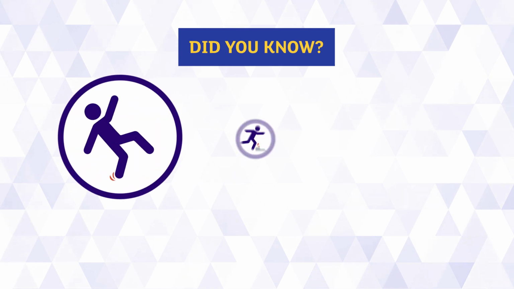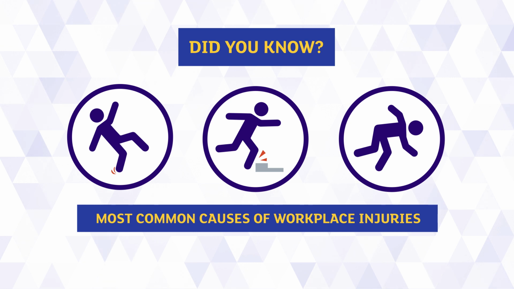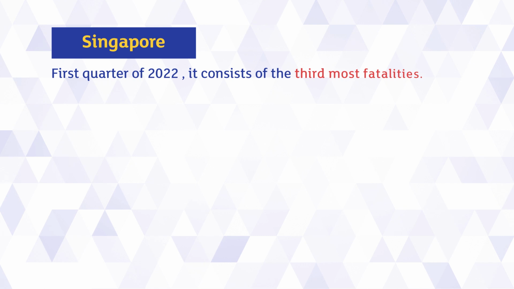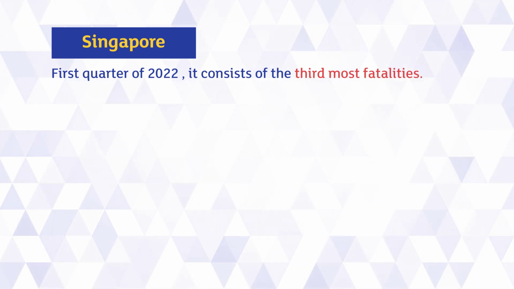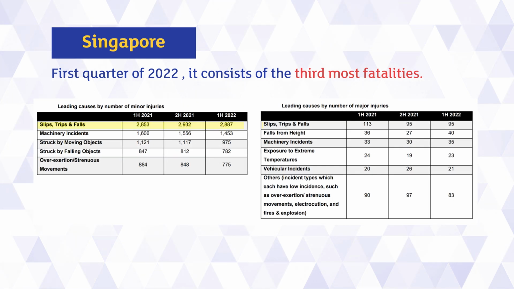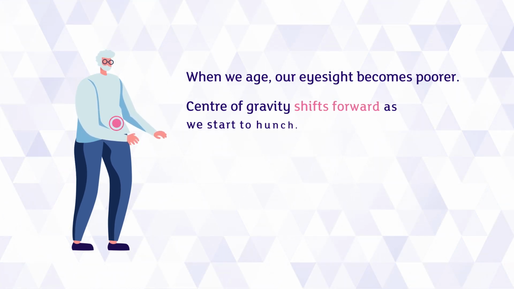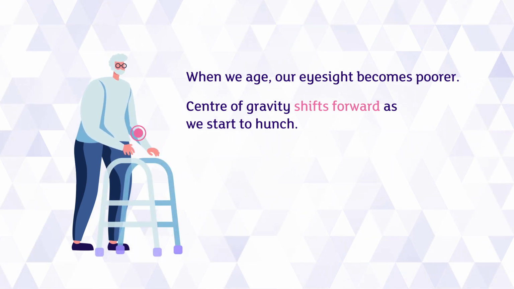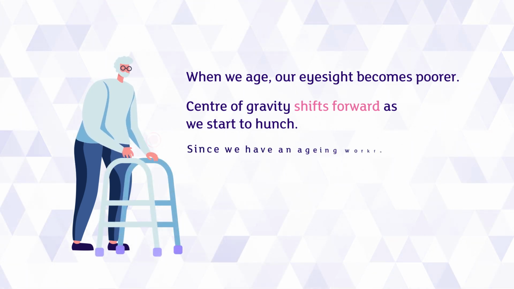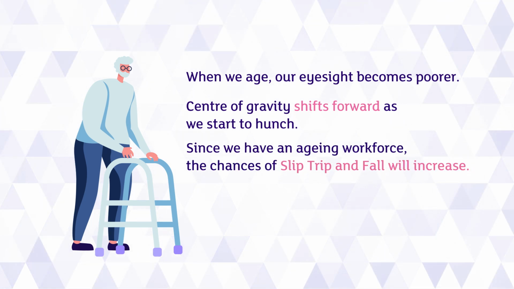Do you know that slip, trips and falls are the most common causes of workplace injuries in Singapore and other countries? In Singapore, for the first quarter of 2022, it consists of the third most fatalities and was the leading cause of major and minor injuries. When we age, our eyesight becomes poorer and our center of gravity shifts forward as we start to hunch. Since we have an aging workforce, the chances of slip, trip and fall will increase.